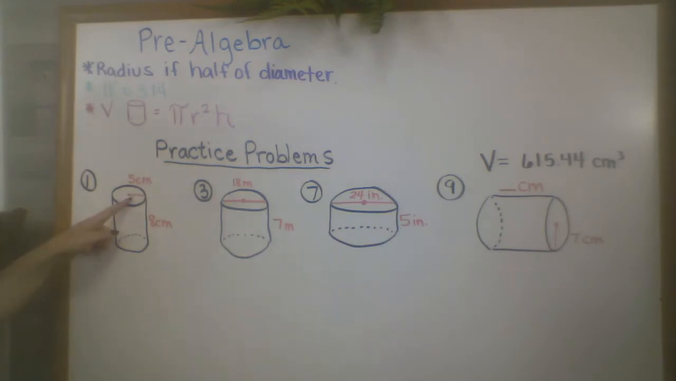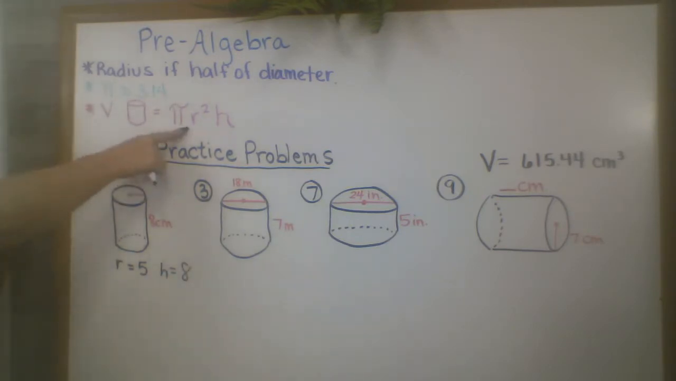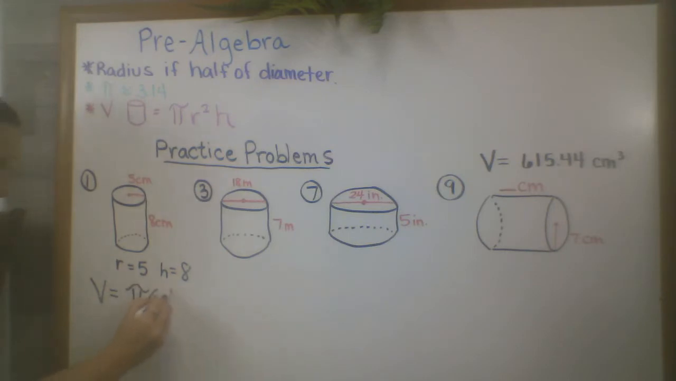Here we do have radius, right? So our r is 5. They did not give us diameter, so we have our r, and our height is 8. So our h is 8. So when I go to write down my formula, volume equals pi r squared times height, I now can fill this in. So volume equals pi r squared is 5 squared times 8.